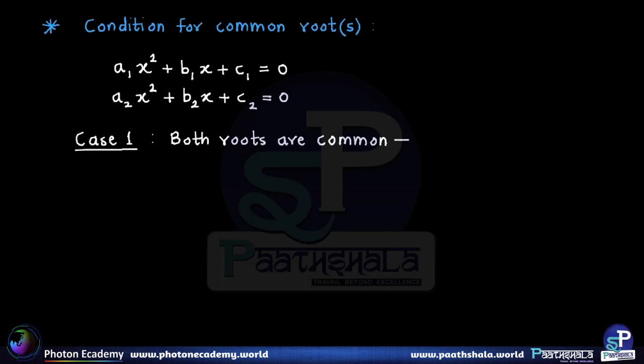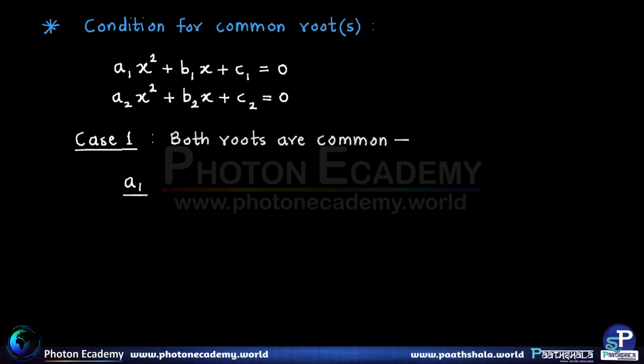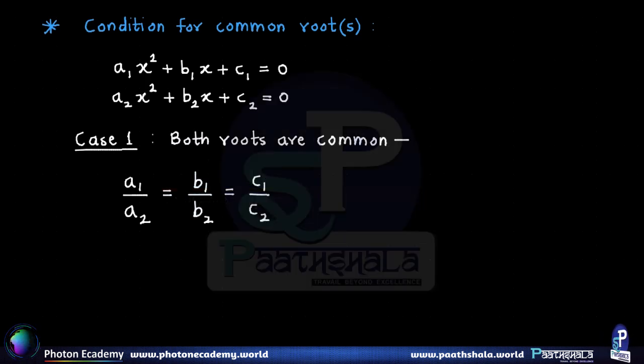Now since a quadratic equation has only two roots and if both of them are common, then it just means that both the equations are not really different but they are one and the same. So that means it is clear that the ratio of the coefficients, that is a1 upon a2, must be equal to the ratio of the coefficients b1 upon b2, and that must be equal to the ratio of constant terms, that is c1 upon c2. So that's a simple condition which we can conclude if both of the roots are common.